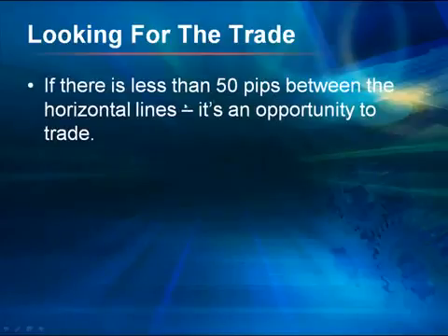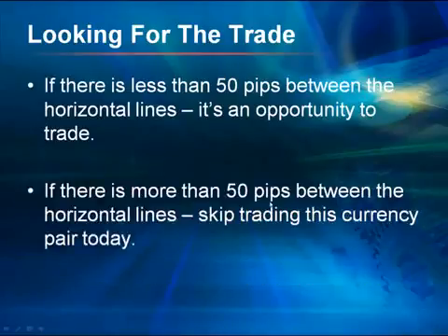So all you would do is subtract the low price point from the high price point. And if there is less than 50 pips between the 2 horizontal lines, it's an opportunity to trade. If there is more than 50 pips between the 2 horizontal lines, skip trading that particular currency pair this day. What we're looking for is we want to trade the breakouts on a consolidation.